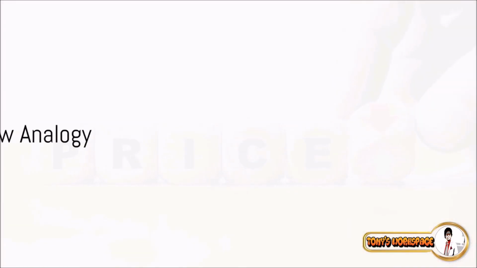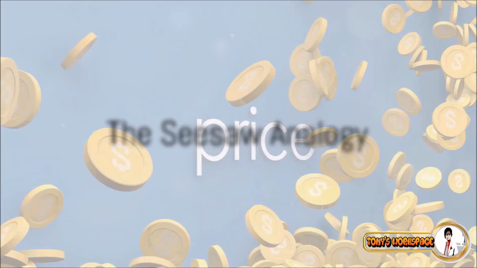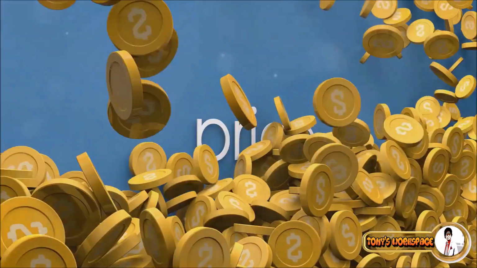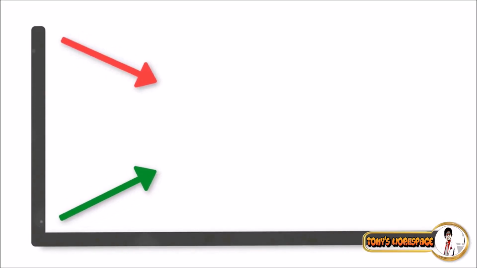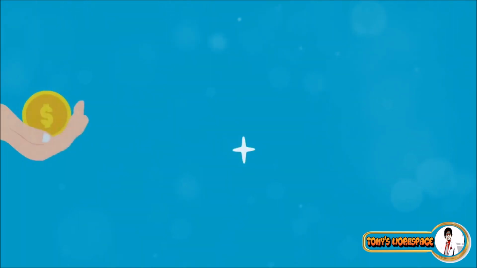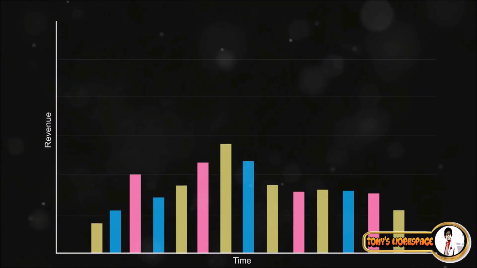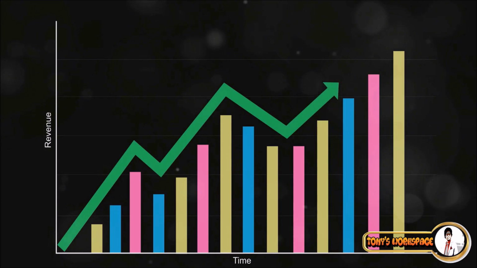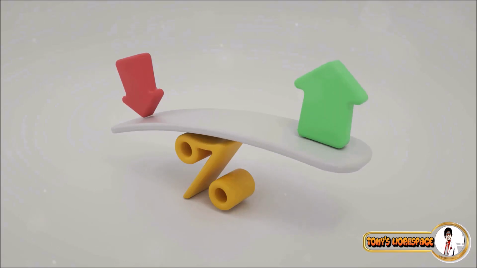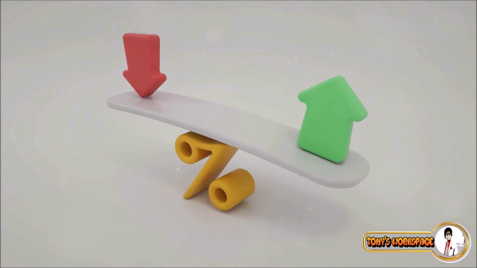Picture a seesaw. On one end, you have the price of a good, and on the other end you have the demand for that good. As the price goes up, the demand often goes down, and vice versa. This is the basic principle of price elasticity of demand. However, the seesaw doesn't always move in perfect balance. This variation leads to two different scenarios.